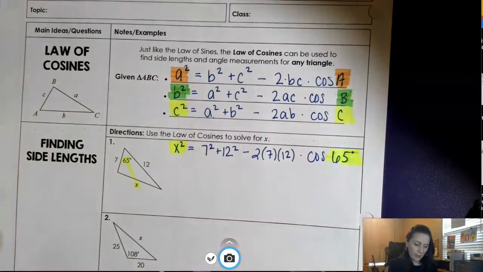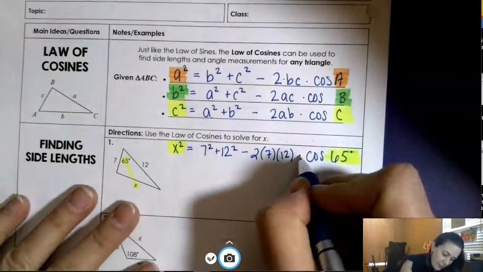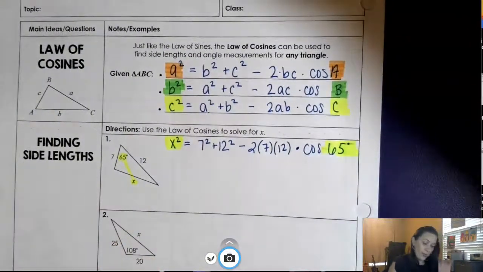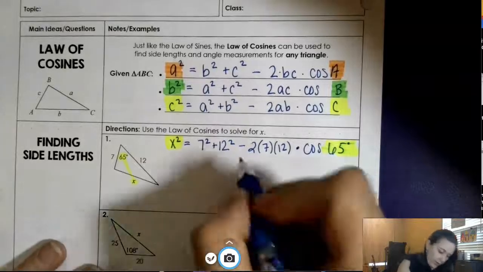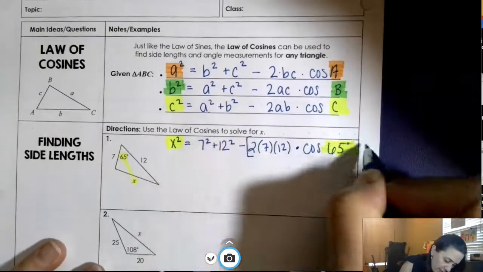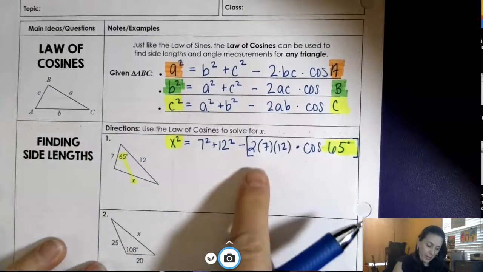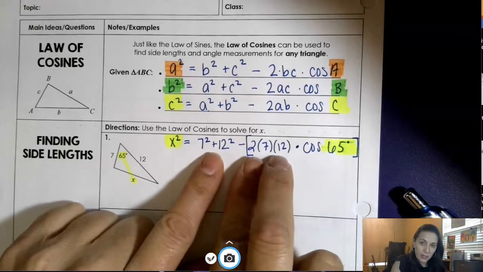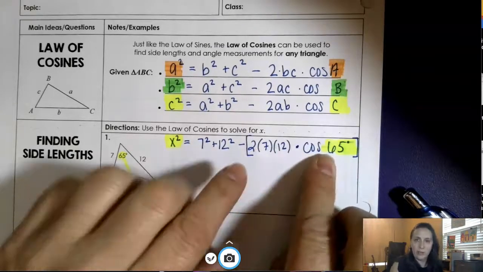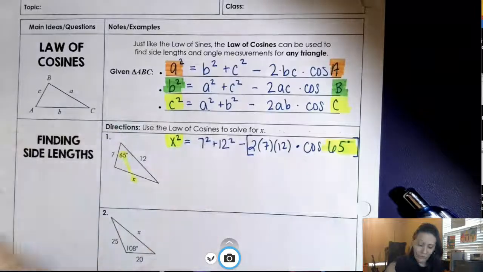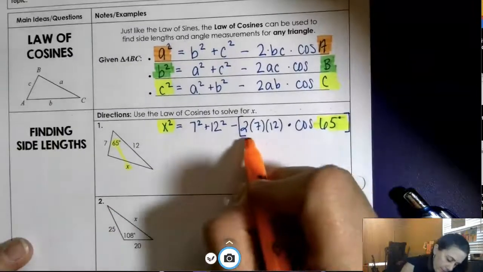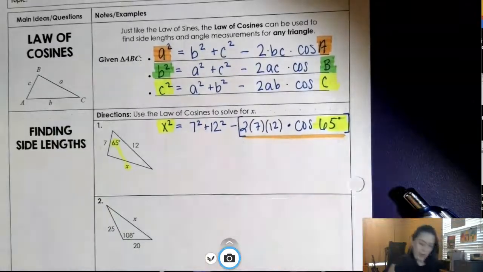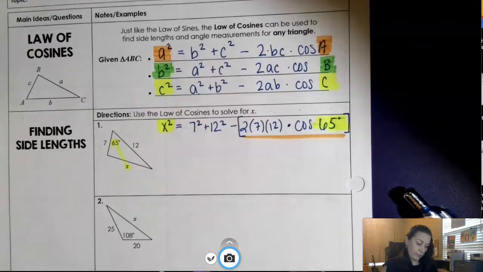Okay, so it's a little bit of work here. Remember that this is being multiplied, so when you do this work in your calculator, this all needs to stay together first. You can't do this and then subtract this part and then multiply by cosine. You've got to do all of this back here first and subtract it from the first part. So I'm going to go ahead and work this out.